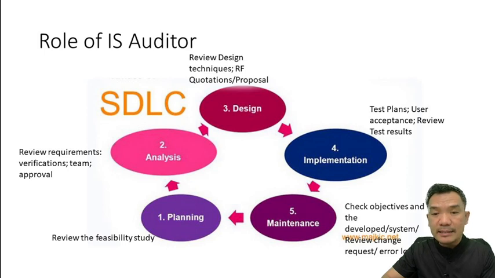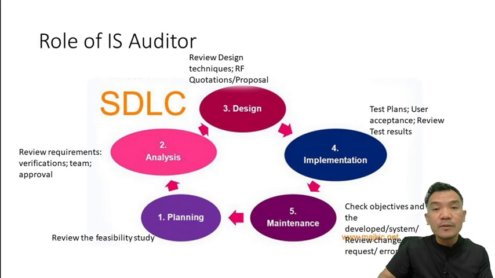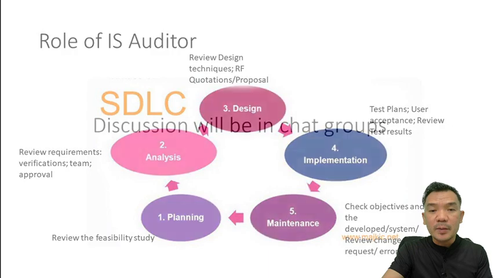And lastly, the maintenance part is to check the objective and the developed system, review the change, and request the error log. During the maintenance stage, as an auditor, you will check the mechanism the existing users have to report problems. This is an important aspect for improvement or verification during the post-implementation, or after 3 to 6 months of implementing. We will review the errors reported by the system and what remedy the development team or the organization can apply to avoid these problems.